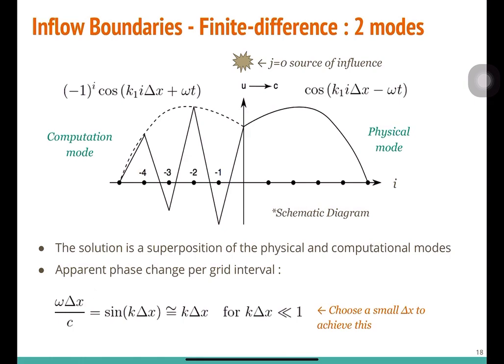So one thing we want to remember is that if we want to make the discrete dispersion relation look like the true dispersion relation, we can make delta x very small. Because if delta x is very small, if this term is very small, then sine k delta x equals k delta x. It's also coming from Taylor series expansion.